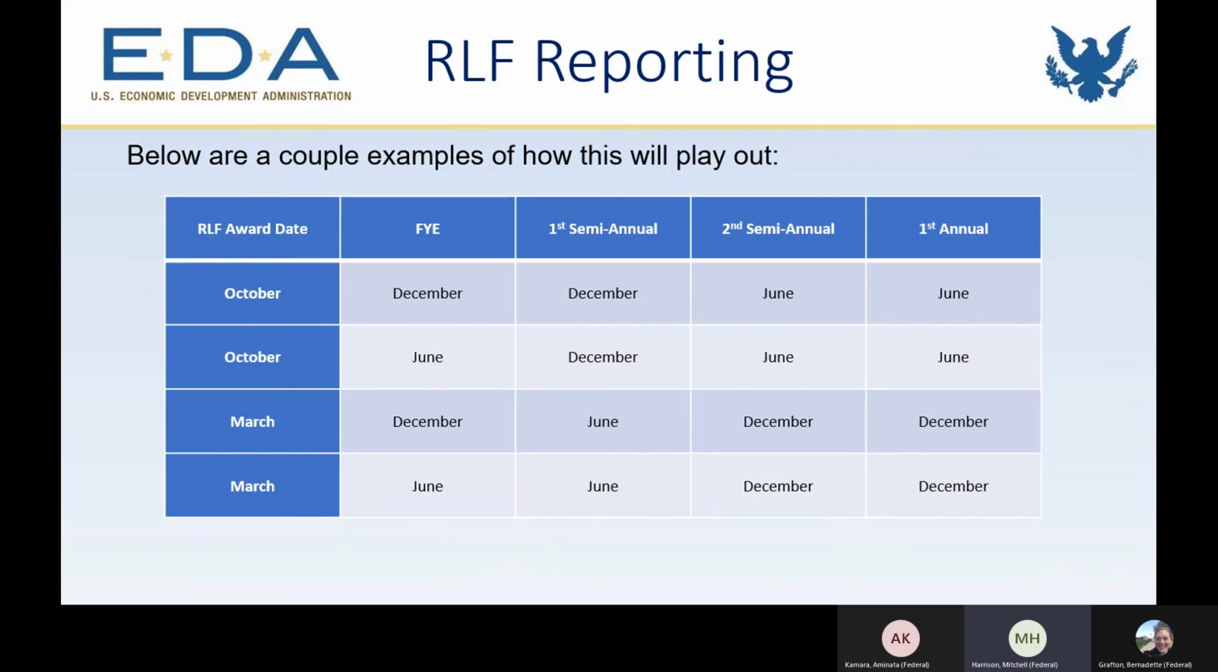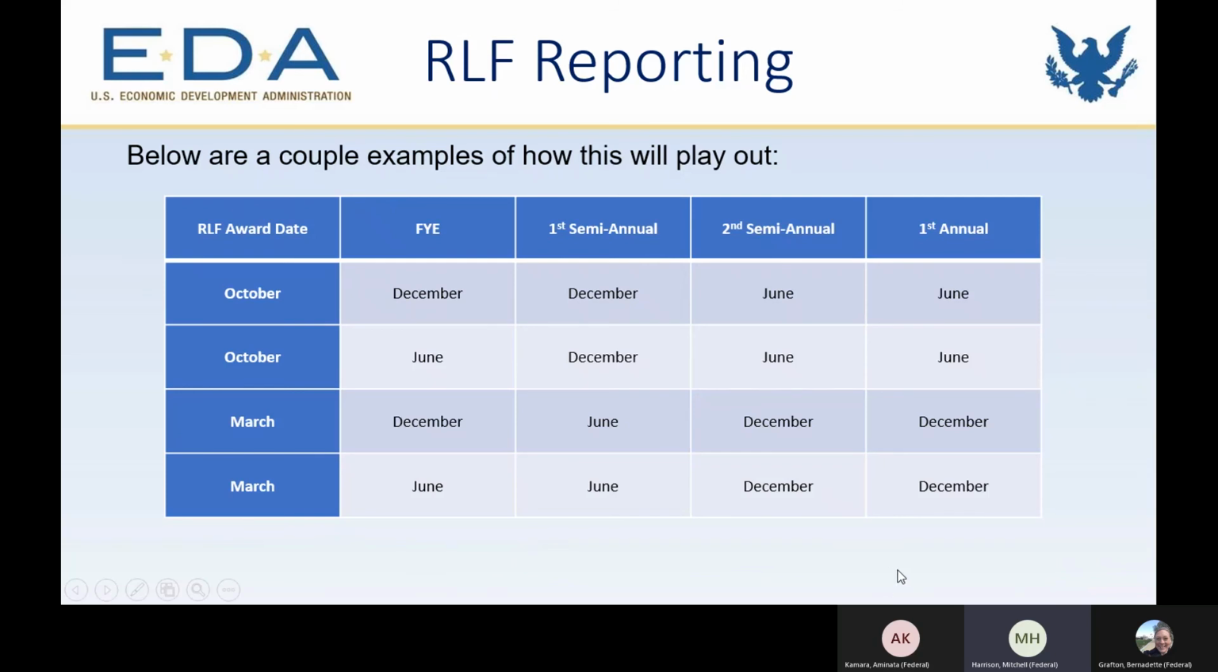In these next two examples, using an award that was hypothetically made or will be made in March with a December fiscal year end, June, which is the mid-year for this RLF, the first semi-annual report would be due. And the second semi-annual report will be due for December, which coincides with the fiscal year end. But the first annual report is always due along with the second semi-annual report, whether that's the fiscal year end or the mid-year.